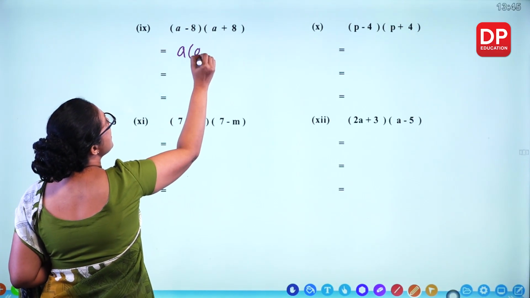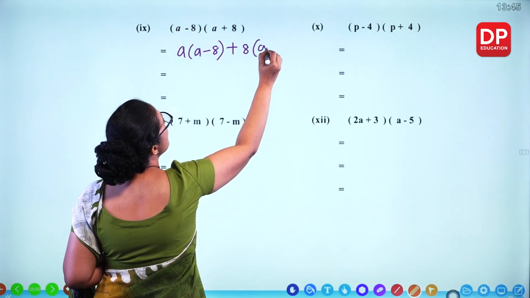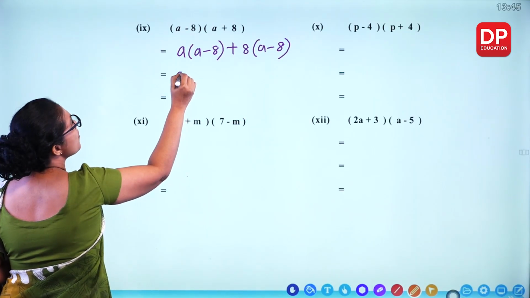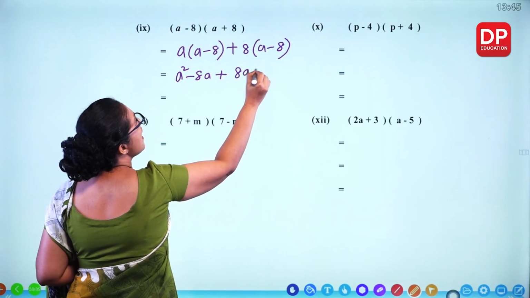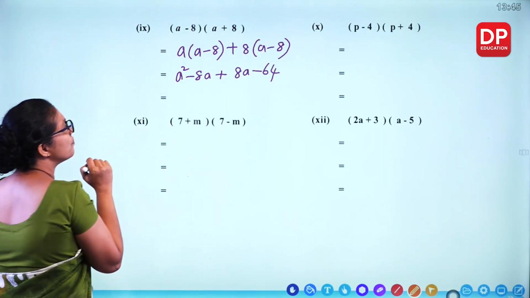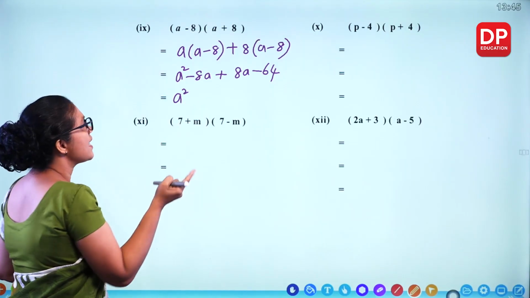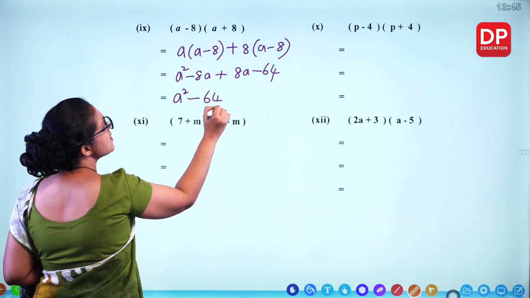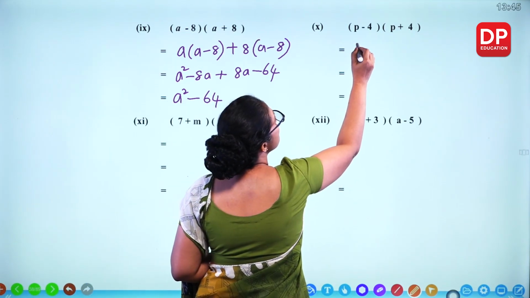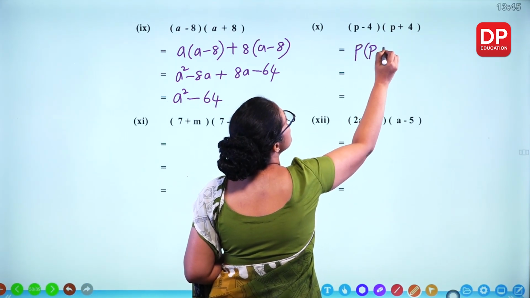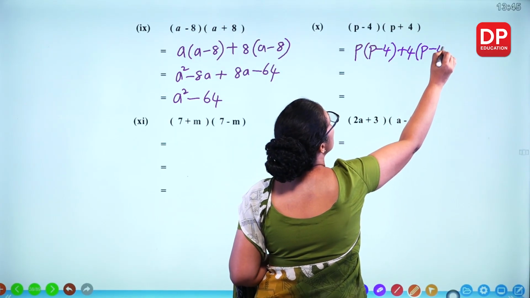This one, a with a minus 8 plus 8 with a minus 8. A squared minus 8a plus 8a and 64 minus 64. A squared minus 8a plus 8a get cancelled out. You get minus 64. This one, p into p minus 4 and plus 4 with p minus 4.